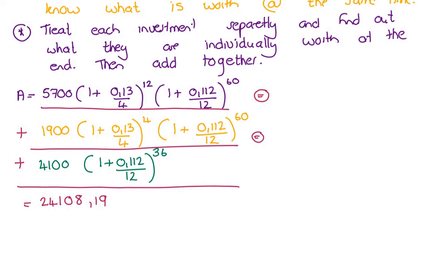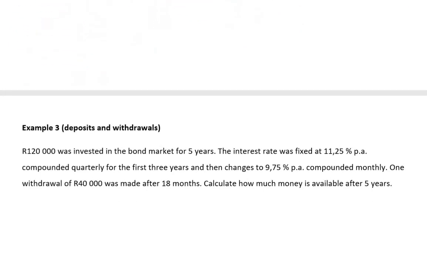So I checked that 4 times, and I got 3 different answers, so I'm hoping it's 24,108 Rand and 19 cents. Okay, now that's considered a fairly difficult timeline, because you've got 3 different amounts and different interest rates, but I find it much easier to do these in the grade 11 type approach. Okay, let's look at some more.